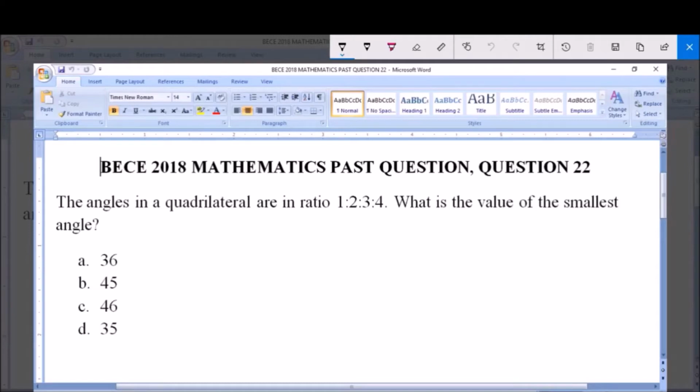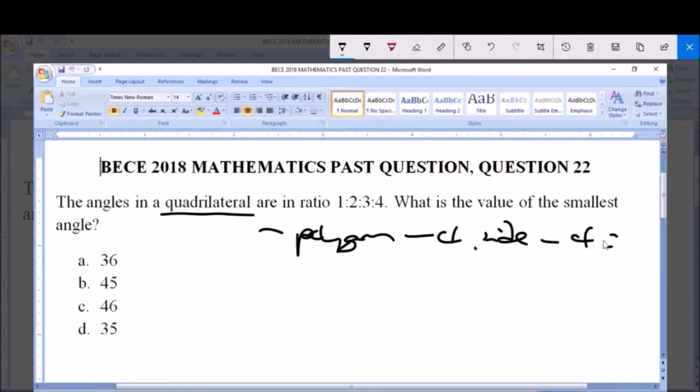Now I want you to understand that a quadrilateral is a polygon with 4 sides. A polygon with 4 sides is a quadrilateral, and since a quadrilateral is a polygon with 4 sides, it has 4 angles. There are 4 angles in the quadrilateral, and that is why you have the angles in 1:2:3:4. If you count them, you see it's 1, 2, 3, 4.